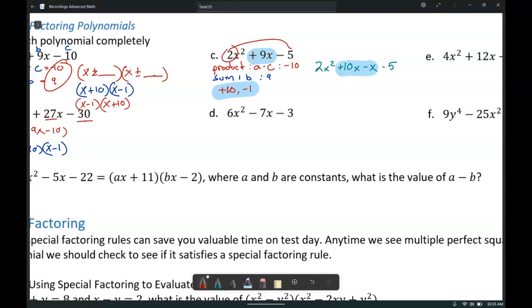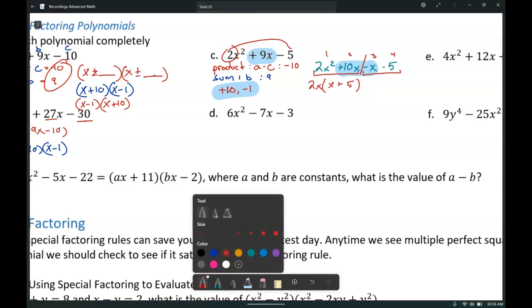Now we're going to do a method called factor by grouping. Factor by grouping works when we have 4 terms: 1, 2, 3, and 4. And what we're going to do is split the polynomial in half, and then factor a GCF out of both pairs of terms. So the GCF for the first 2 terms is 2x, and when we factor that 2x out, we're left with x plus 5.